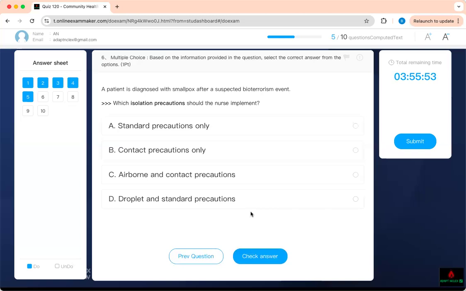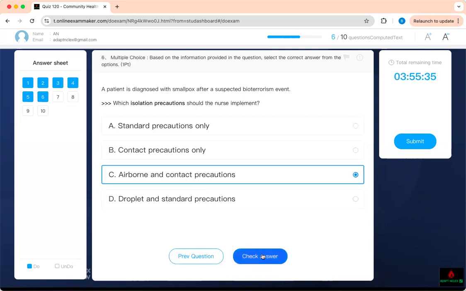The patient is diagnosed with smallpox after a suspected bioterrorism event. Which isolation precaution should the nurse implement? Standard precaution, contact precaution, airborne and contact precaution, or droplet and standard. Smallpox is at least airborne in addition to contact.